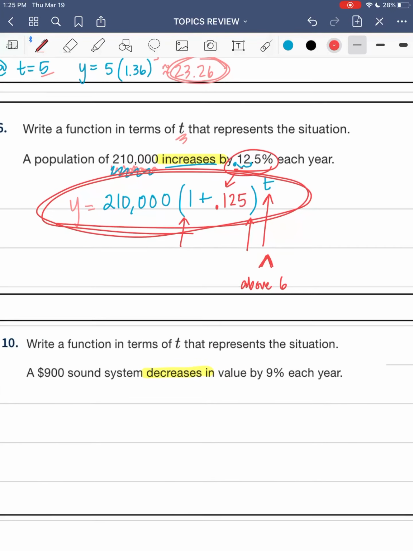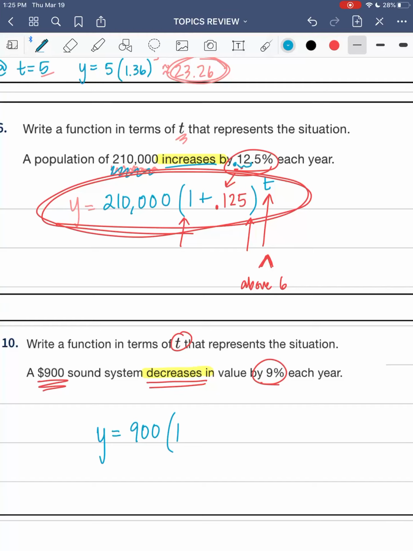Write a function in terms of t that represents the situation. So we're going to use t again. A $900 sound system, so you buy it for $900. It's going to decrease in value because eventually it's going to become obsolete and you'll want to buy a new one. And it's going to decrease by 9% each year. Okay, let's write an equation. So we have y equals, it always starts with y equals. The starting amount was $900.